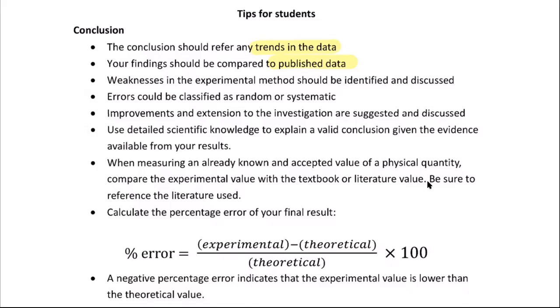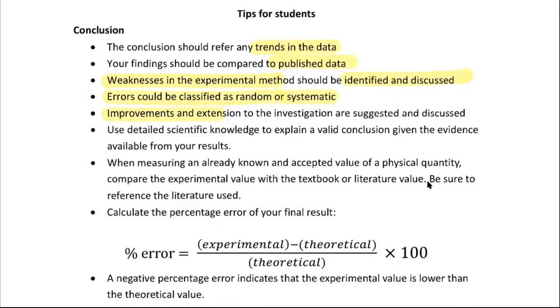Weaknesses. Weaknesses in the experimental method, you should identify and discuss them. So if you had things that caused systematic error, what weaknesses could you fix in your lab? Make sure you identify error as random or systematic. So don't just say I have error. You need to tell me, is it random error or is it systematic error? Okay. And then if it's random or systematic, how can you improve it?